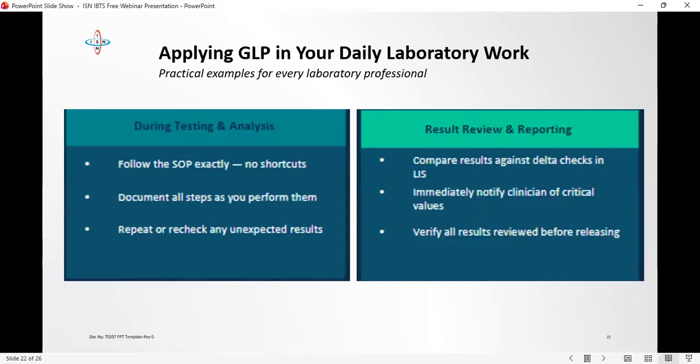During the testing process, do you follow your SOPs? I know most of us, we like shortcuts. We use Google Maps to find shortcuts, not when in the laboratory. If there's a shortcut that exists, because we are supposed to operate a lean system, you have to implement it. Do you document all your steps? Result review and reporting, comparing results against a delta check. If I repeat my test, are they within a specified timeline? Do you notify your doctors when there is a critical result?